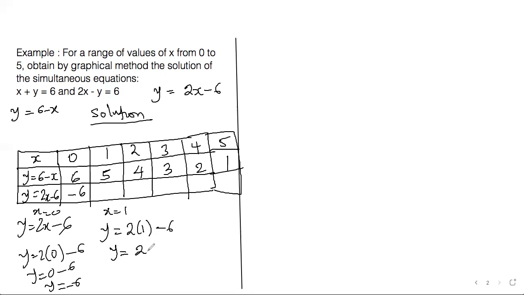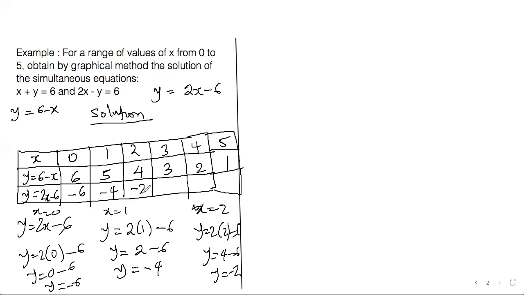y will be 2 minus 6, and y will be minus 4. Then when x is 2, you have y equals 2 times 2 minus 6, y equals 4 minus 6, y equals minus 2. So that's what you do for all of them.